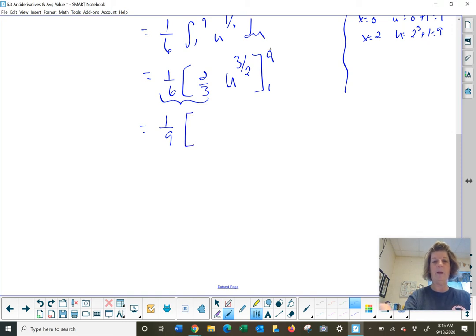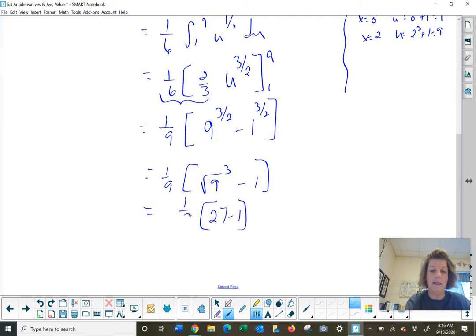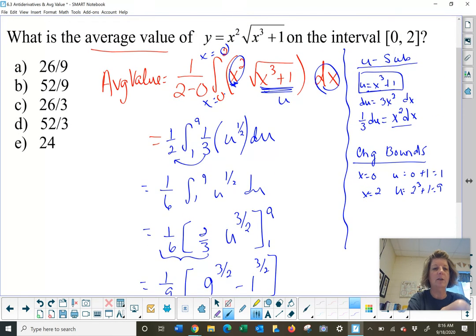And now I'm going to evaluate, throwing 9 in: 9 to the 3/2, minus 1 to the 3/2, obviously 1. 9 to the 3/2 means the square root of 9, and then we cube it. Square root of 9 is 3. 3 cubed is 27. 27 minus 1 is what's inside our brackets. And I'm going to get 26 over 9. Was this a multiple choice? 26 over 9. Woohoo! All right.